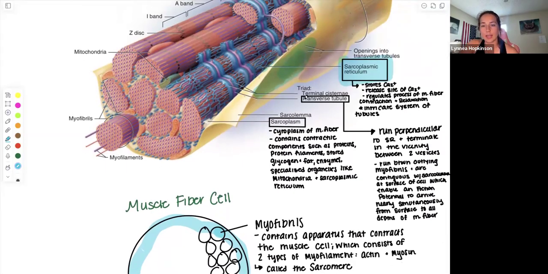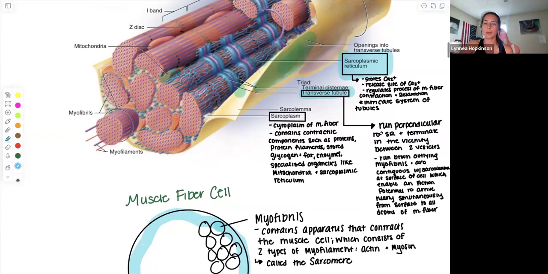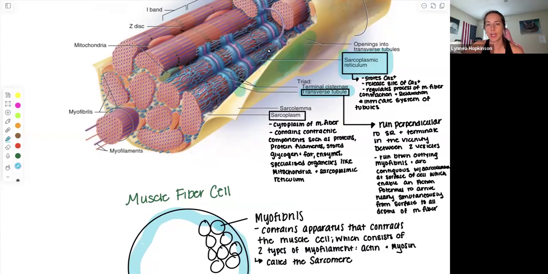Then the second thing we really need to know is the transverse tubule, which you can see here by these purple lines. Basically, they're going to run perpendicular to our sarcoplasmic reticulum, and it's going to terminate in the vicinity between two vesicles. So it terminates between two vesicles.